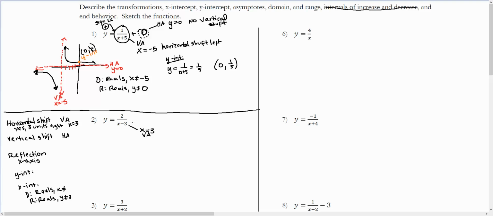For the vertical shift, you're not adding a constant here. It's not +0 or -0. So we have no vertical shift, and that means your horizontal asymptote is y equals 0. Reflection: you focus over here in the front. You'll notice that there is no negative sign here. It's an understood positive. So we have no reflection on the x-axis, or none, however you want to write that.